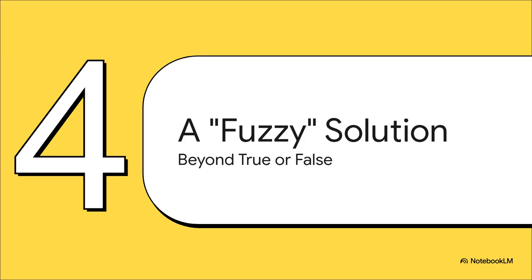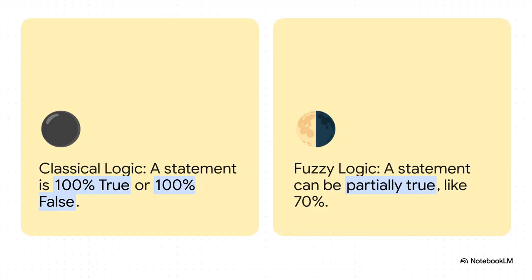But wait, there's another really fascinating way to look at this. Section 4 is all about a fuzzy solution. What if the problem isn't the word many at all? What if the problem is our super strict, black and white view of what's true and what's false? And this leads us to something called fuzzy logic. Classical logic is binary. A statement is either 100% true or 100% false. That's it. But fuzzy logic is different. It says truth can be a matter of degree. A statement can be, say, 70% true, or maybe just 25% true. It's a system built from the ground up to handle the beautiful messiness of human language.